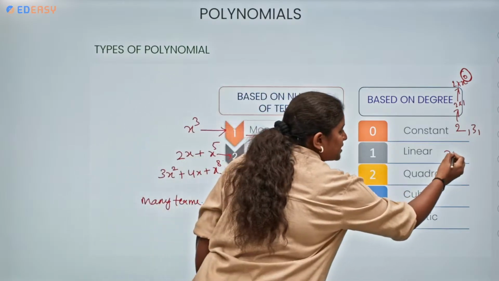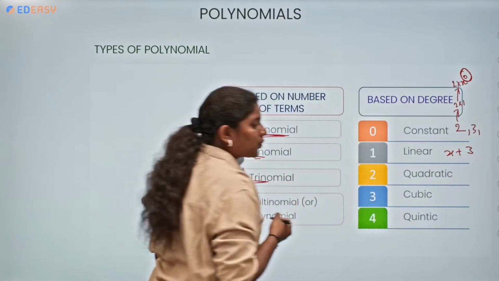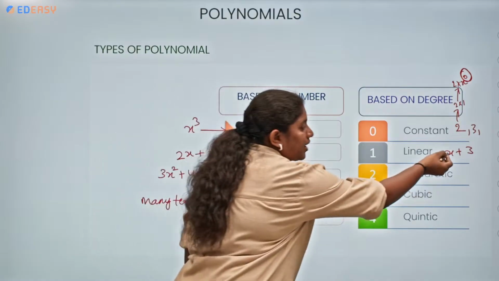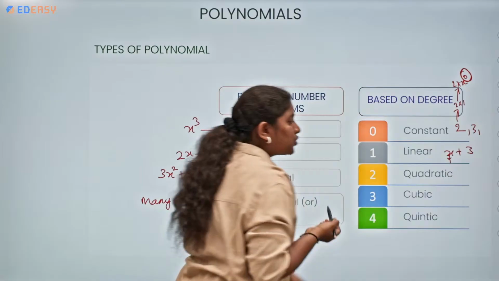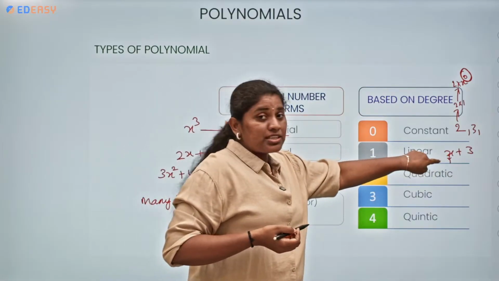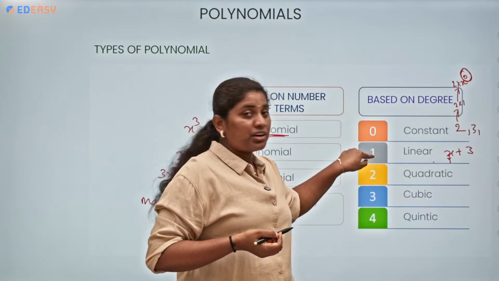For example, x plus 3. Now what is the power of x here? It is 1, right? So I have the degree of this polynomial as 1, which becomes linear.